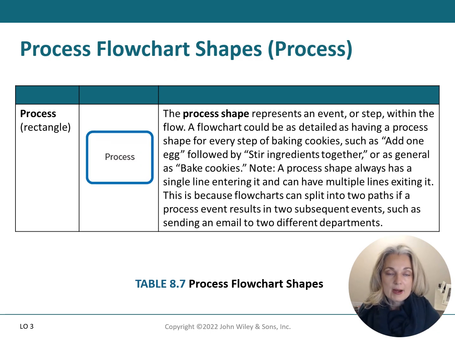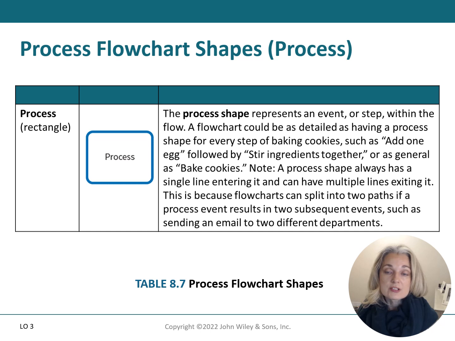Next, we have this rectangle shape, also called the process shape, and this represents an event or step within the flow. A flowchart could be as detailed as having a process shape for every step of baking cookies, such as add 1 egg followed by stir ingredients together, or a general one such as bake cookies. The level of detail really depends on the organization, who the end user of the flowchart is going to be, and what their information needs are.